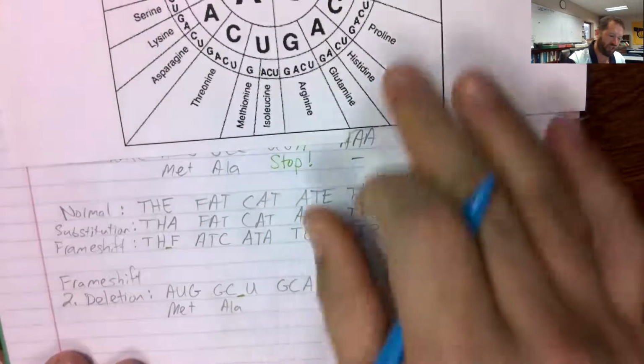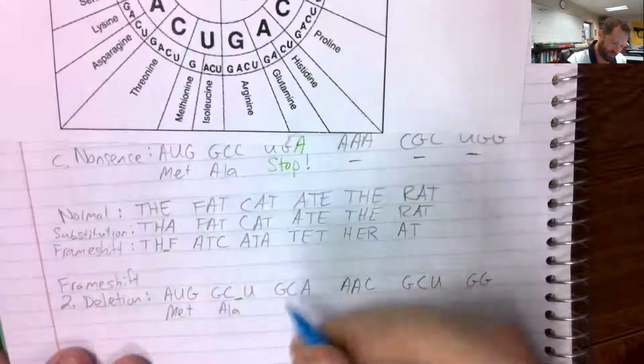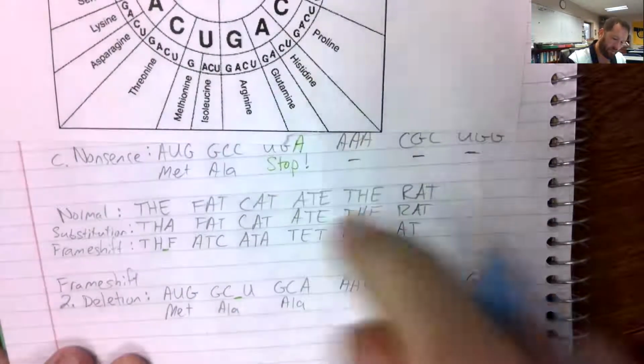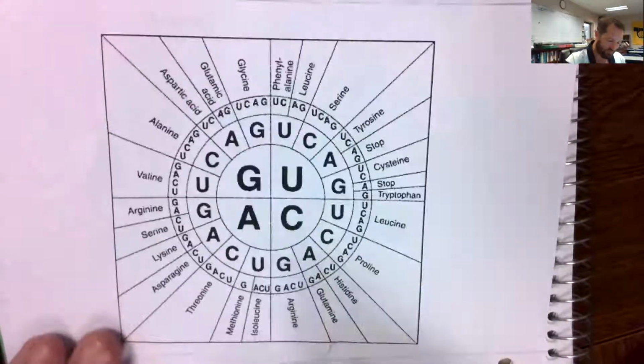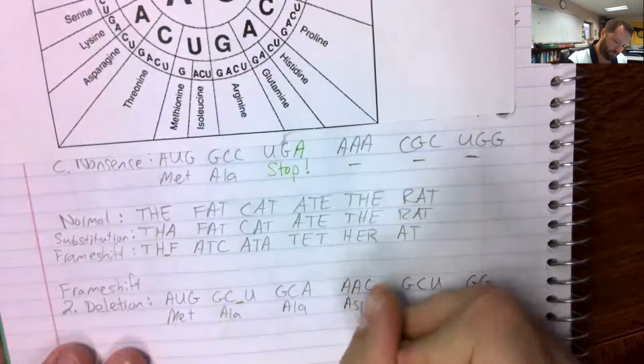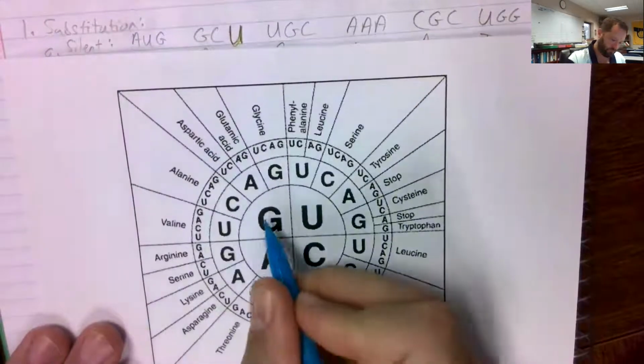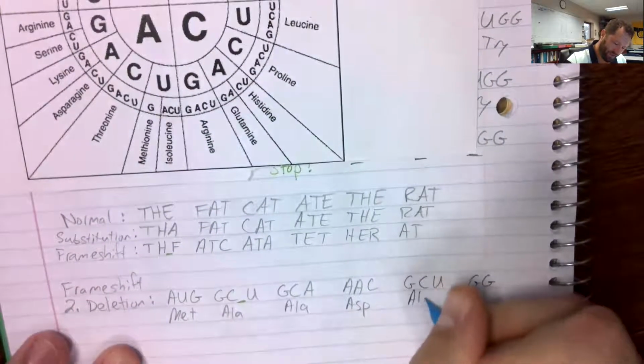Next up, we have GCA. Hey, there's another alanine. I like this mutation. That AAC, starting in the middle, A, going out to A, going out to C, asparagine. GCU. Hey, there's alanine again. Boy, I'm loving it.